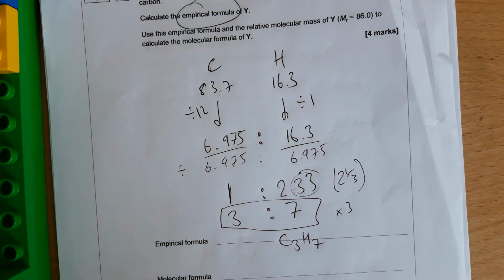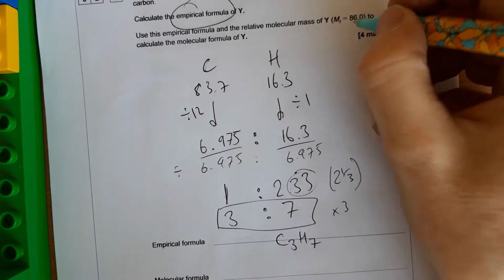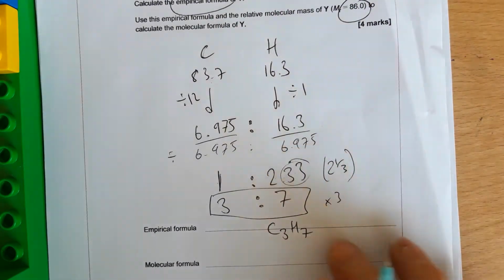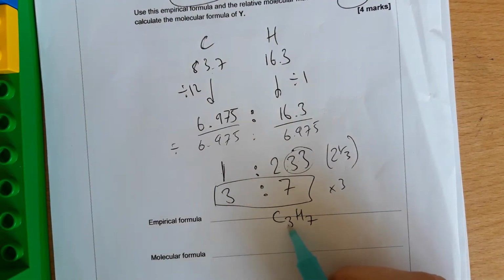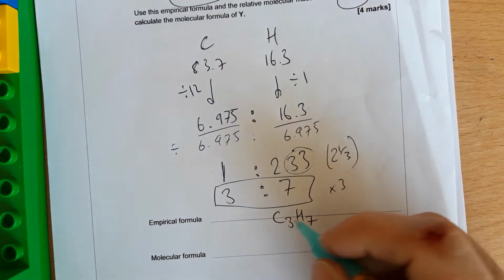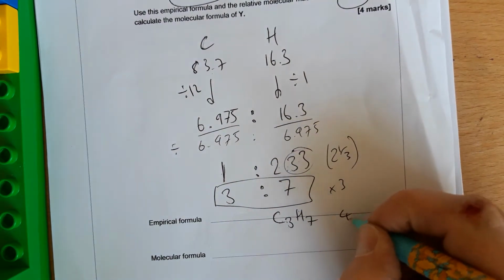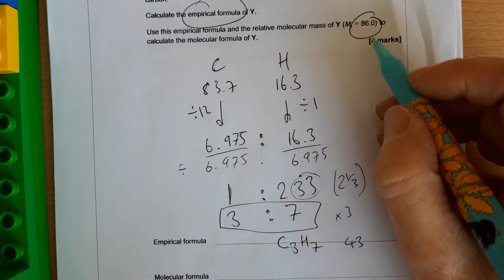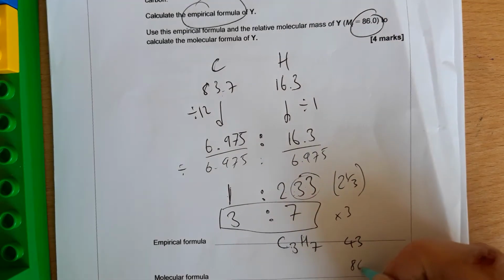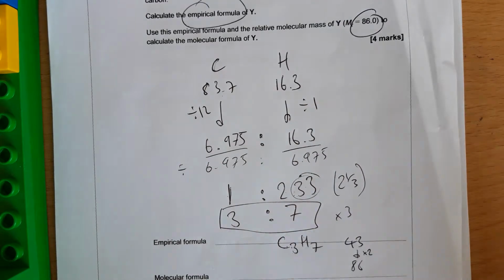Now the molecular formula. So they tell me that the Mr equals 86. So firstly, I'm going to check whether C3H7 equals 86. 12 plus 12 plus 12 is 36. That equals 43. I'm told that the Mr of the actual molecule is 86, which is 2 times 43.